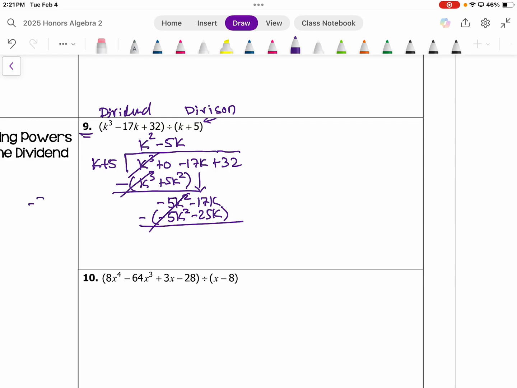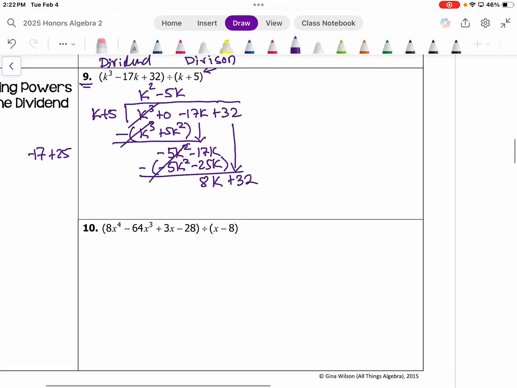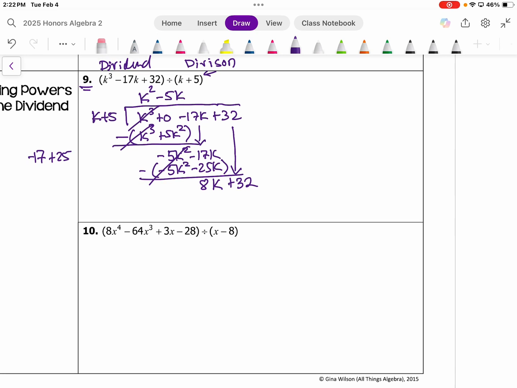All right, so negative 5k squared and minus 5k, they cancel. What's negative 17 plus 25? Yeah, positive 8. So positive 8k, bring down the 32. Again, this is not stuff we can do in our head. It's work that we have to keep track of.